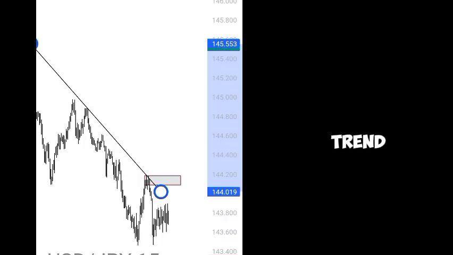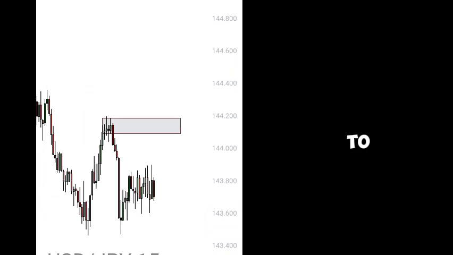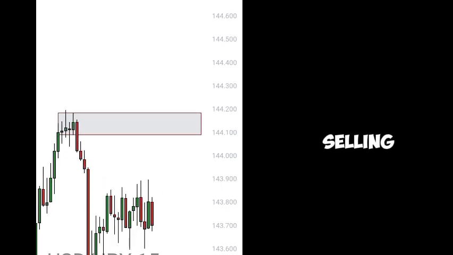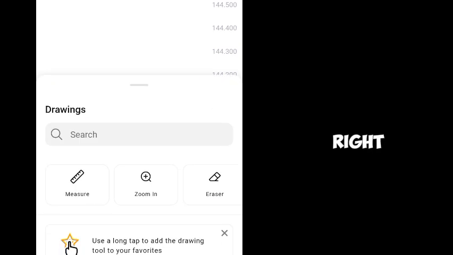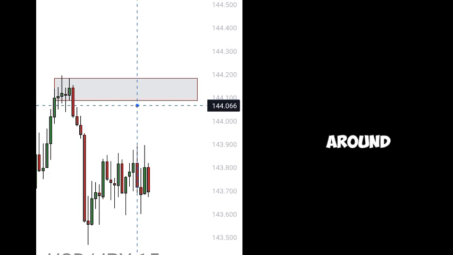Remember, they say the trend is your friend. So I want to take a trade according to the trend. So I look for an order block. I'm telling you my own strategy, okay? I look for the order block that has a fair value gap below it in the case of selling, and then I want to put my order right there. So I want to go short somewhere around here.